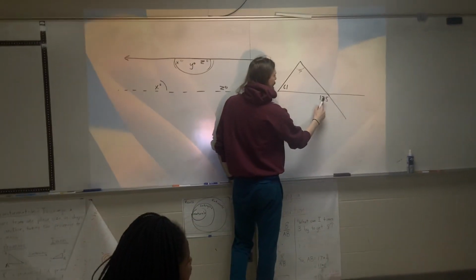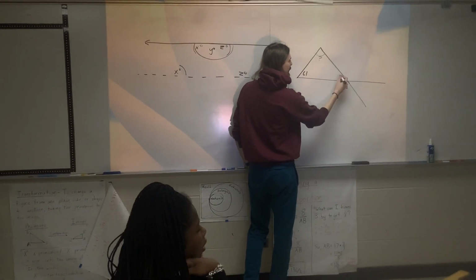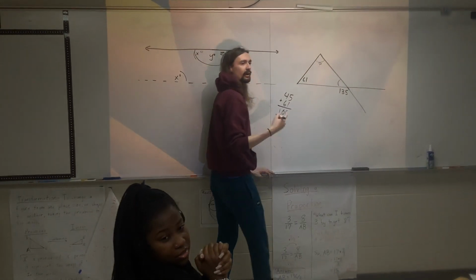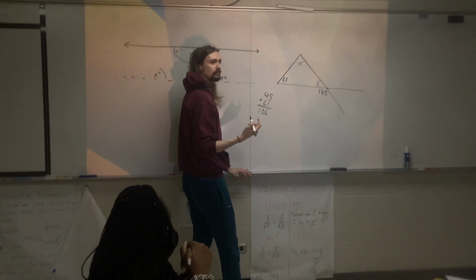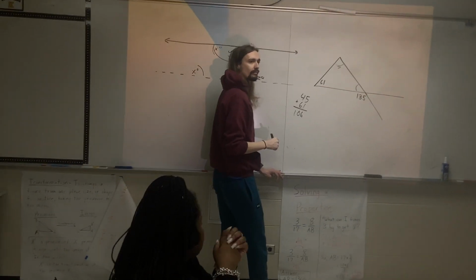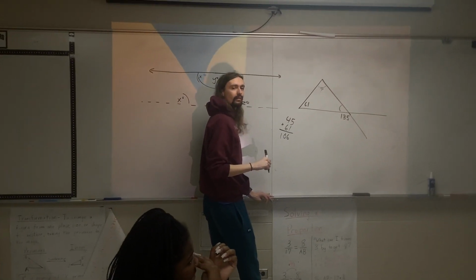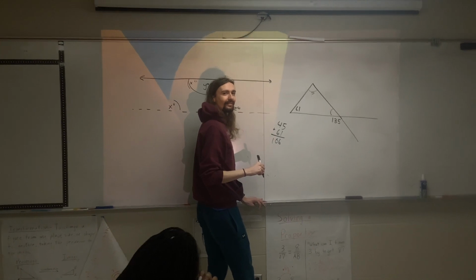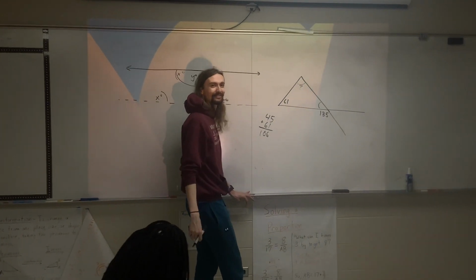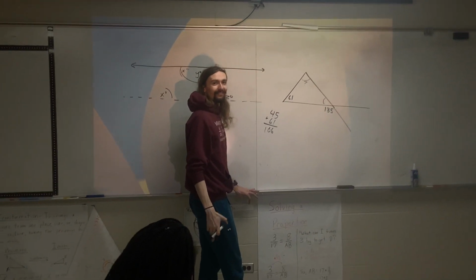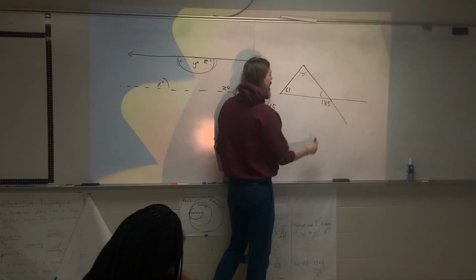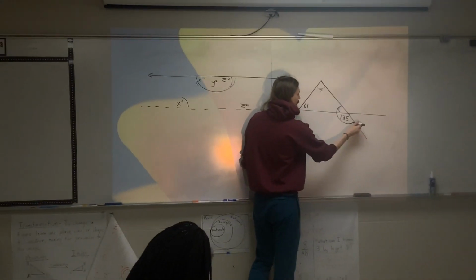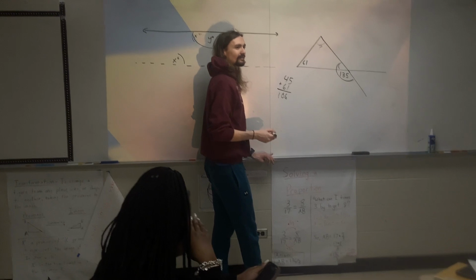135. And then what's missing here has to make 180 degrees, right? I called out the answer first. I believe you. Since it's on a straight line, that means it's 180. 180 minus 135.